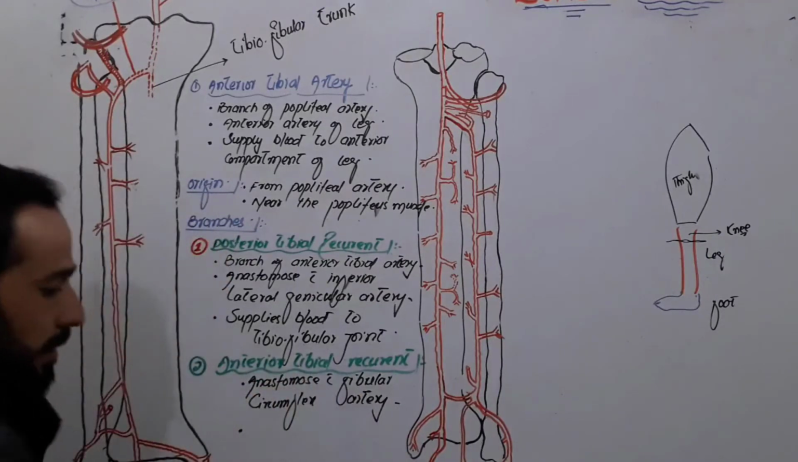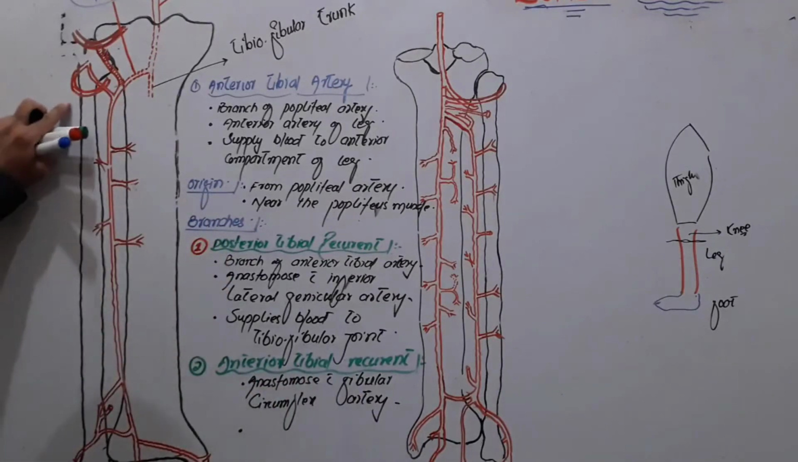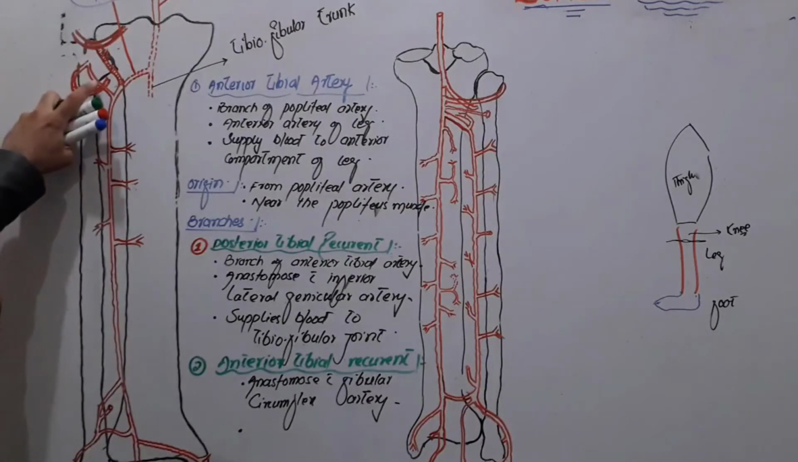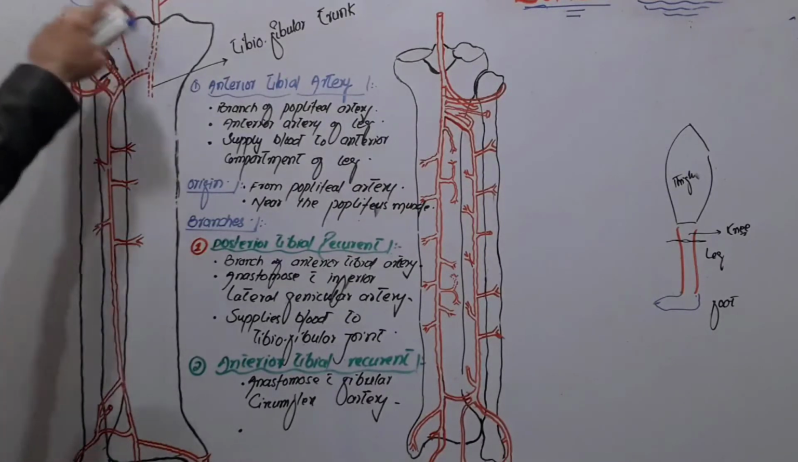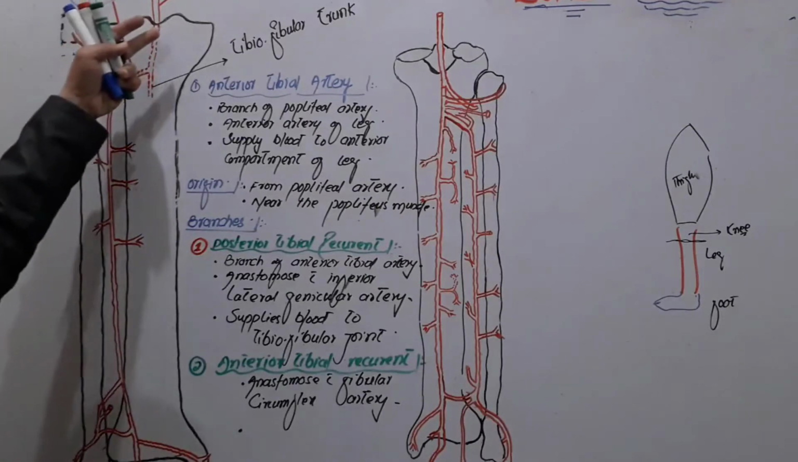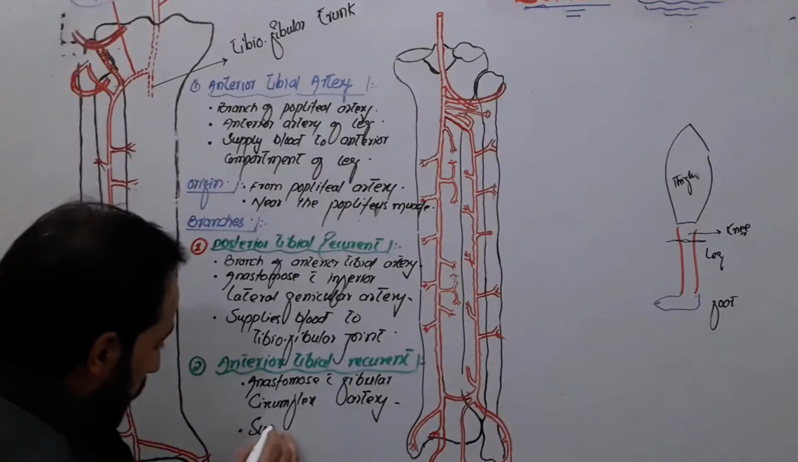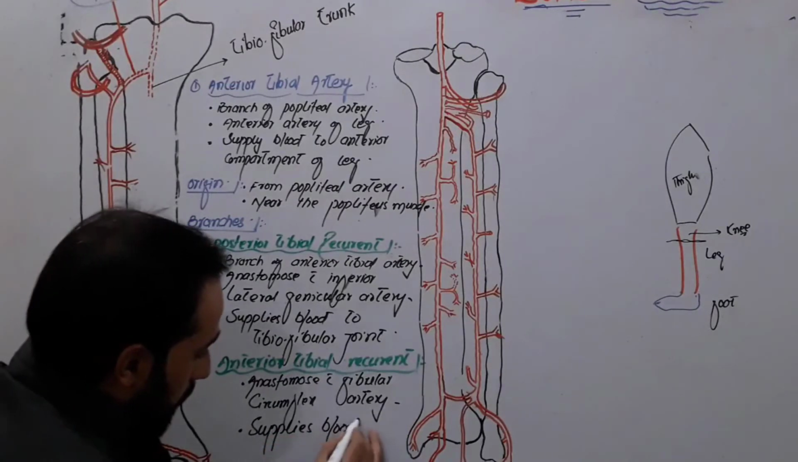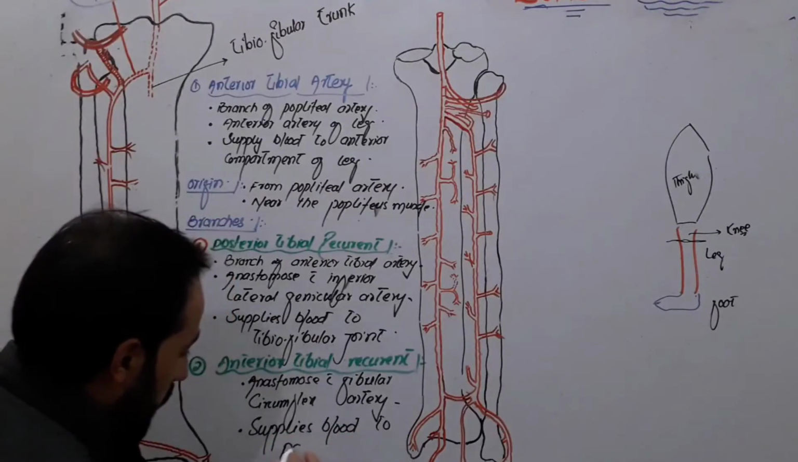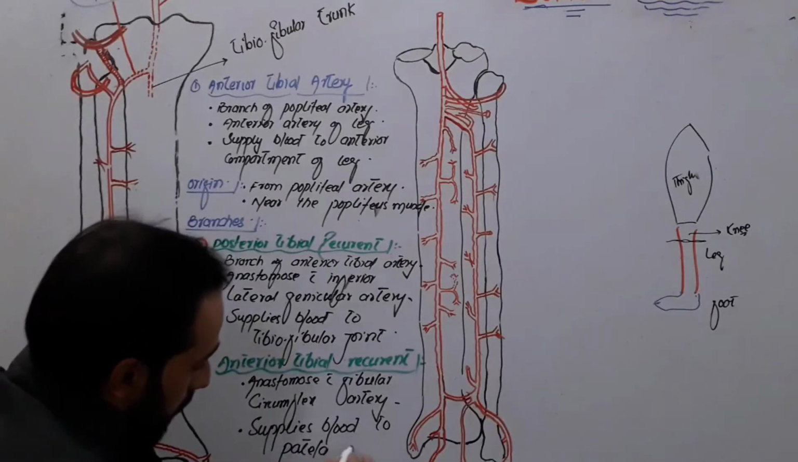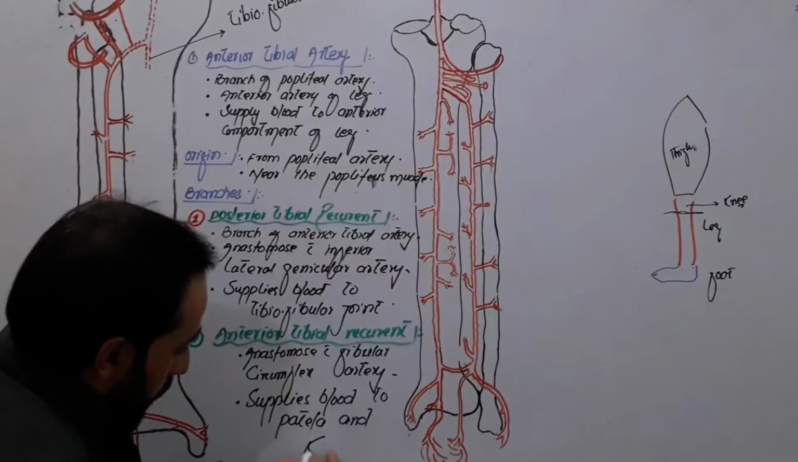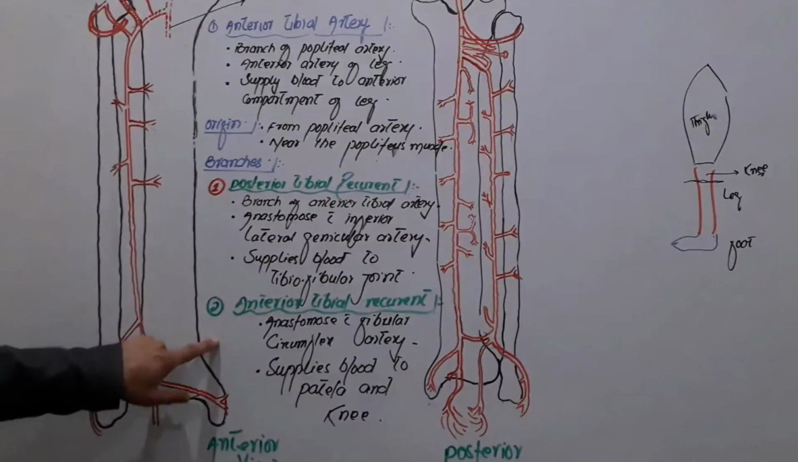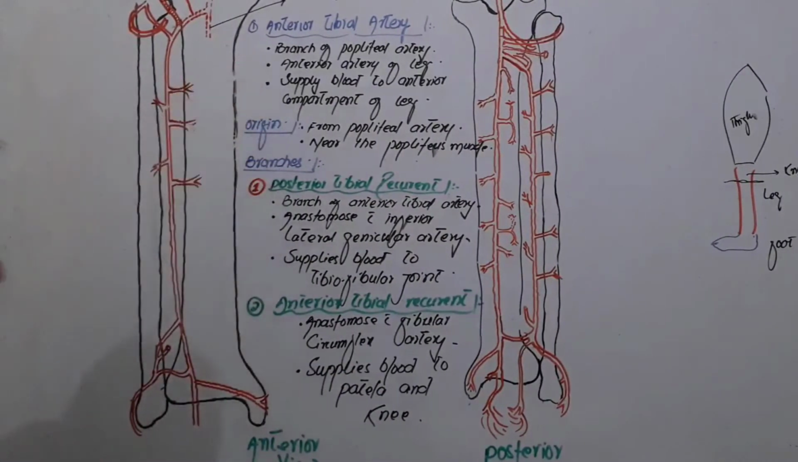Done. And the next important part, what does it supply? It supplies blood to what? Mostly to the patella, right? Here's the patella, and it gives off branches to that. It supplies blood to the patella and knee joint. So these are the two branches from the anterior tibial artery.